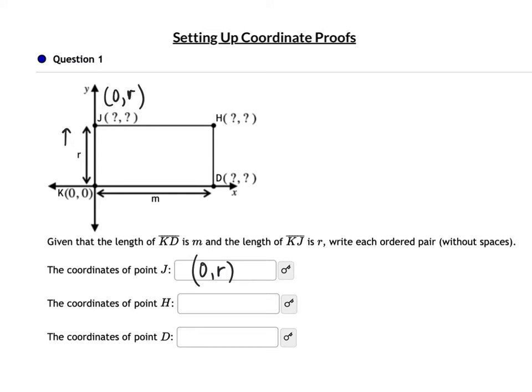Let's do D on the lower right. The distance X is M, and I don't go up at all, so it's M, 0. And so the coordinates of D are M, comma, 0. Make sure you use parentheses when you enter the ordered pair. H is the same X as point D, so it's also M. That's that far from the y-axis. And the distance up is the same as point J, it's R. So point H has coordinates M, comma, R.